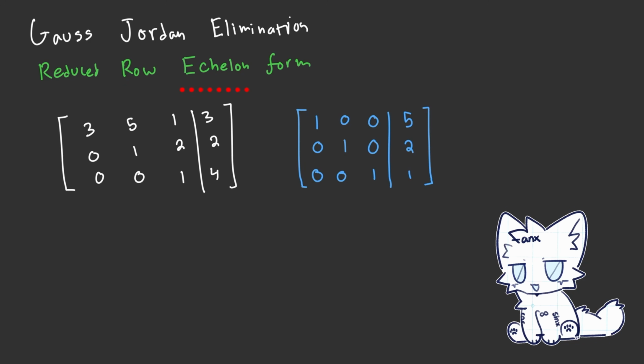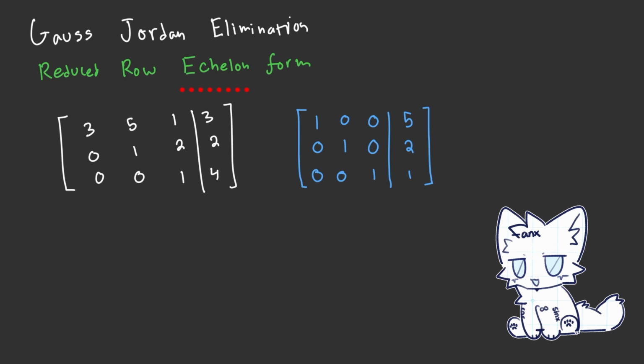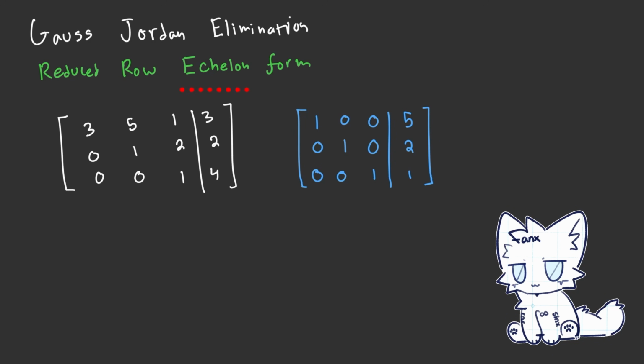Do you remember what kind of matrix this matrix is in? Take a moment to figure that out. This is called an augmented matrix. Notice that there's a line here. If we convert this back into its original form, we get 3x plus 5y plus z is equal to 3, and then so on and so forth. 2z equal to 2, and then z is equal to 4.